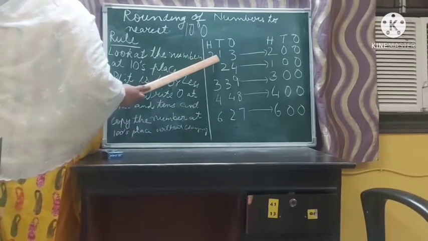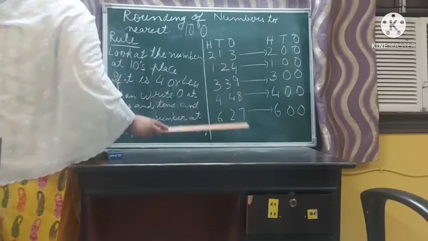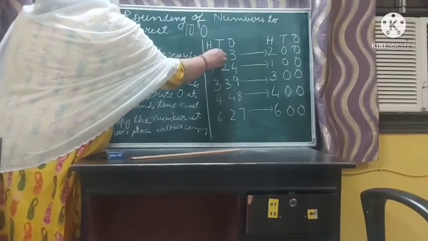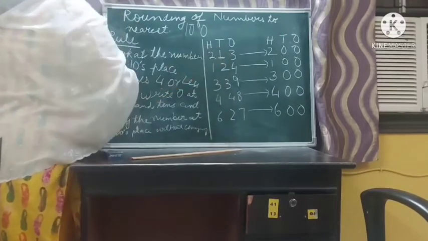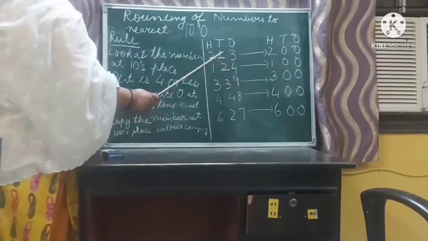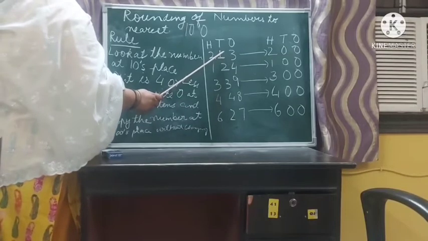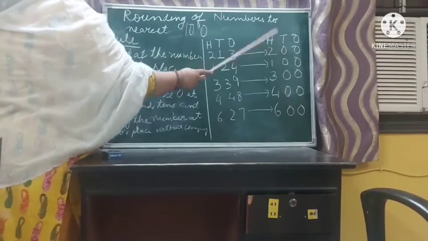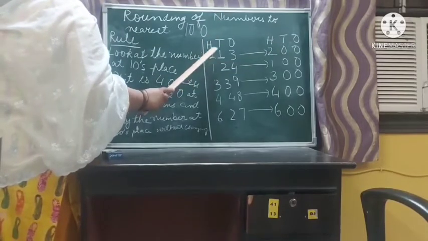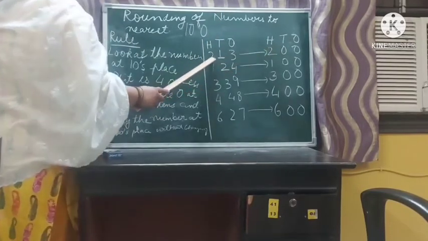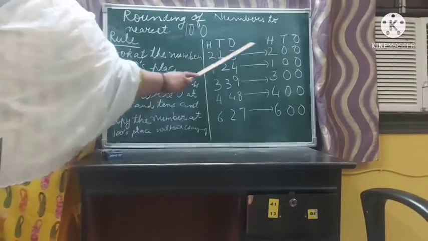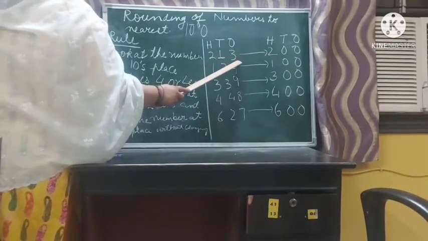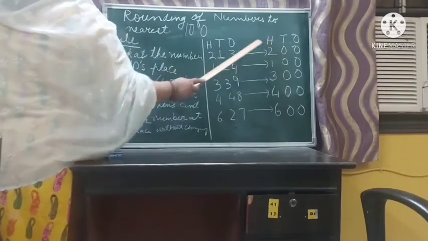See this number 213. What is the number at the tens place? The number at the tens place is 1. So this 1 is less than 4. So you will write 0 in place of tens and also in place of ones. So you wrote 2 zeros and the 100 number will be copied as such. The 100 number was 2. This you copied as 2. So 213, when you round off to the nearest 100, will become 200.